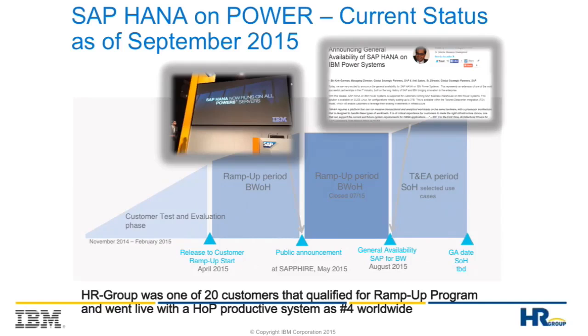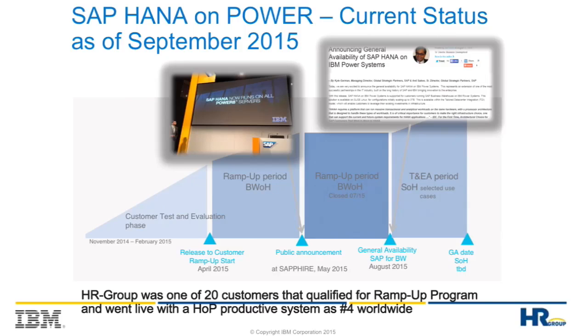Okay, then after the ramp up, I said that to you, we went live in the second week of September, so that means 3 weeks after the official GA.